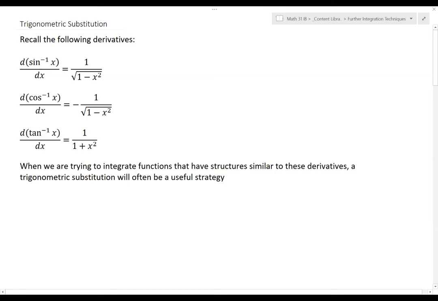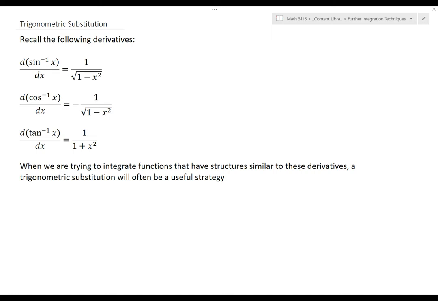Hi everyone. So we're going to look at trigonometric substitution in this video. Before we do that, I just want to remind you of the derivatives of inverse trig functions. So the derivative of the arcsine is 1 over the square root of 1 minus x squared, the derivative of the arccosine is -1 over the square root of 1 minus x squared, and arctangent has a derivative of 1 over 1 plus x squared.